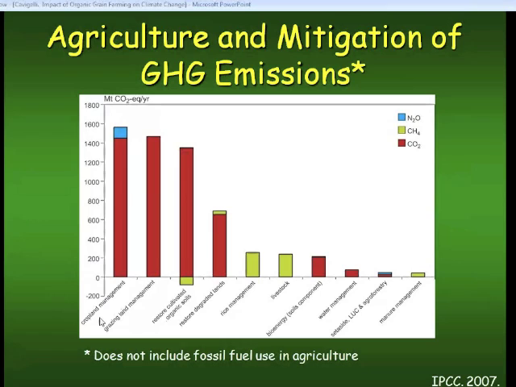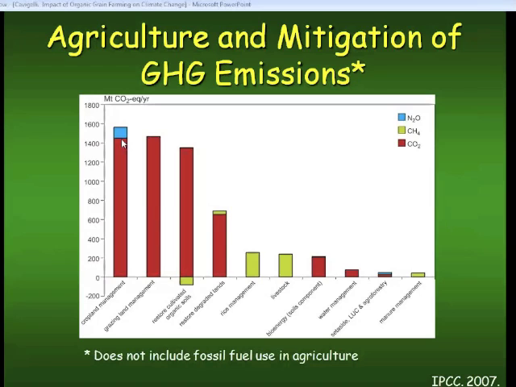This is a graph, again, from the IPCC showing different mitigation options within agriculture. Those are shown here on the x-axis. I will not be talking about animal use. I will not talk about grazing land management and all these other aspects here. So I'll be focusing on cropland management. And you'll notice that what the IPCC has estimated is that within cropland management, the most benefit we can get from agricultural management options is to take CO2 out of the atmosphere and store it in the soil.